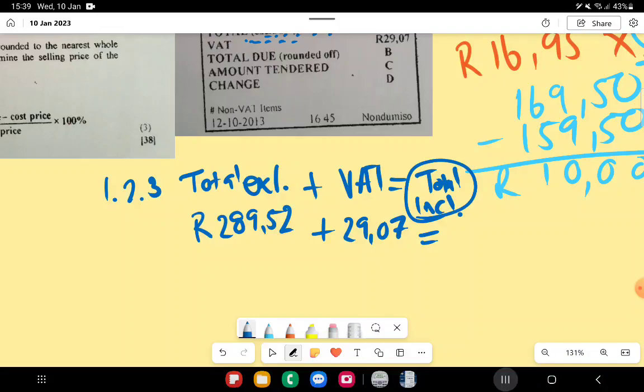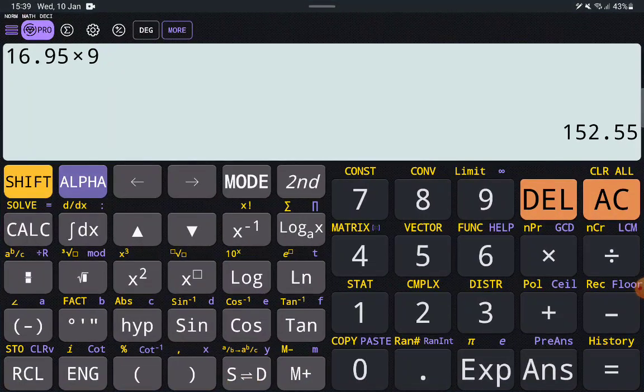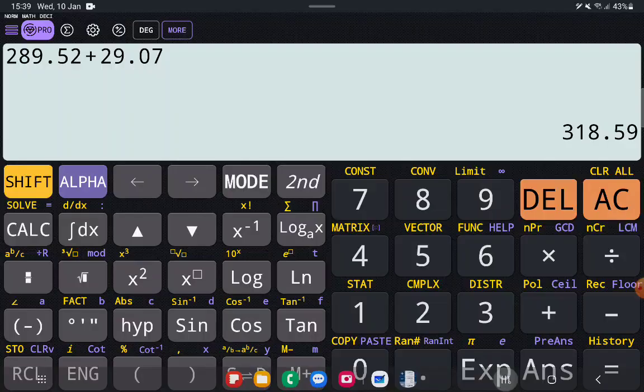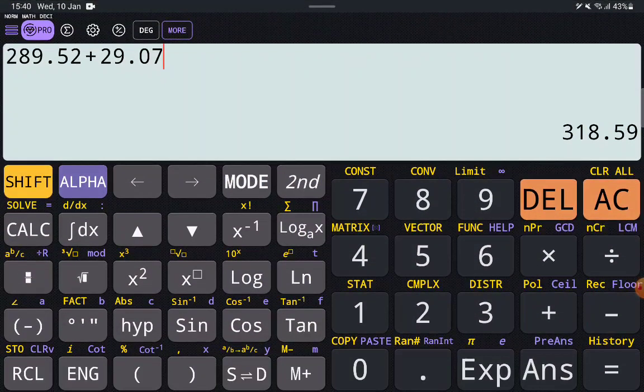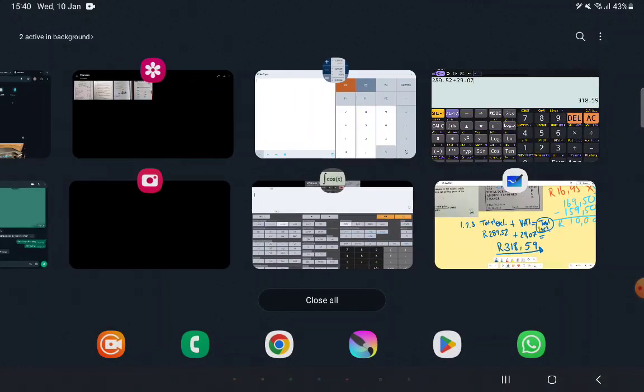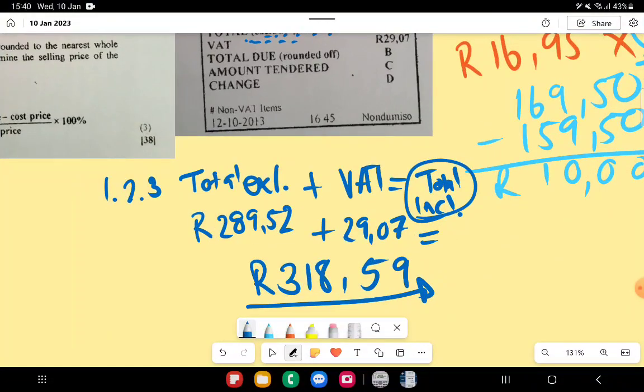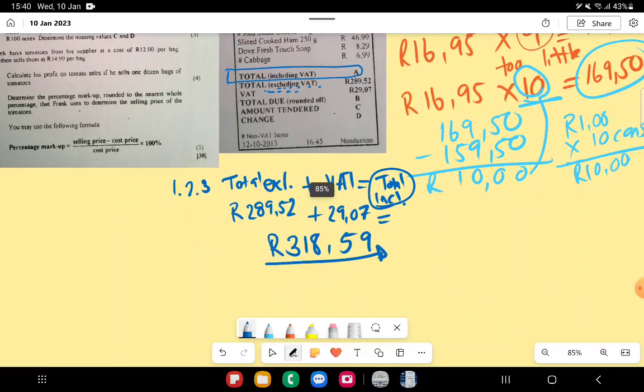So let's do that on the calculator. Clear up. 289.52 plus 29.07, 318.59. So total including VAT is 318.59. Double check. Yes, 318.59. All right. So that's question 1.2.3.